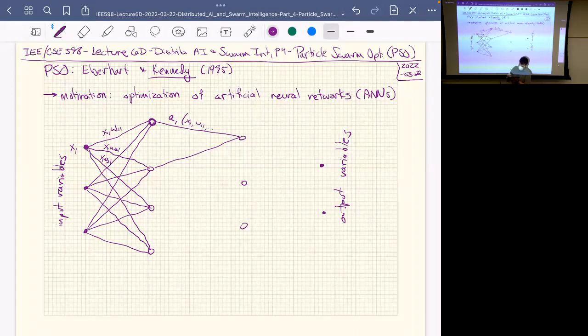So this is the X1 W11. And similarly, this thing is some function of that, and those go into other nodes which do the exact same thing. And so basically you've got weights on all of these edges.